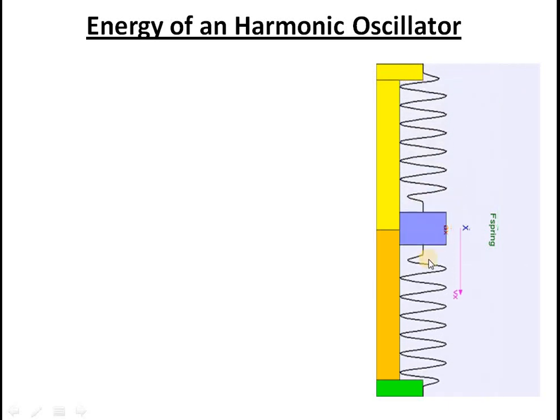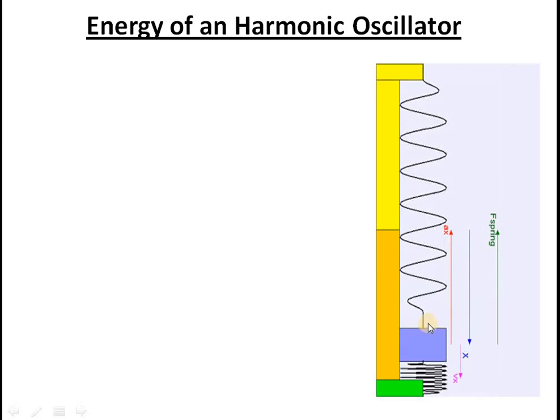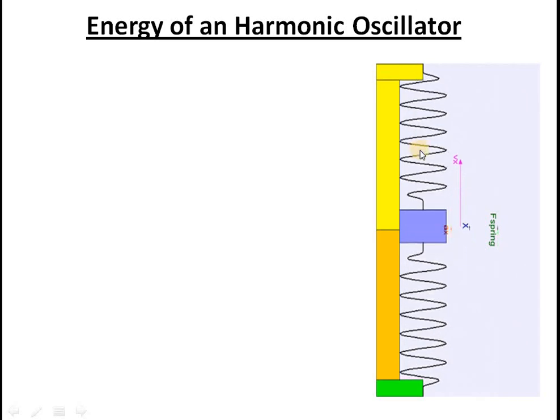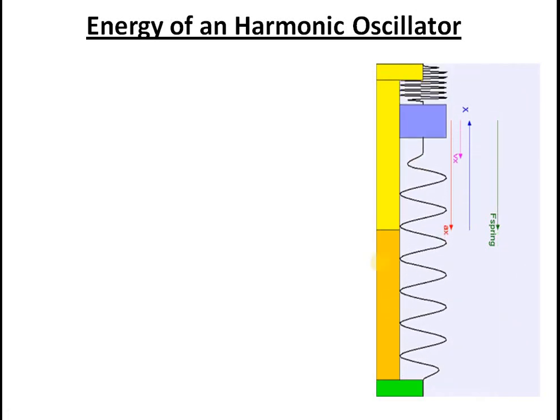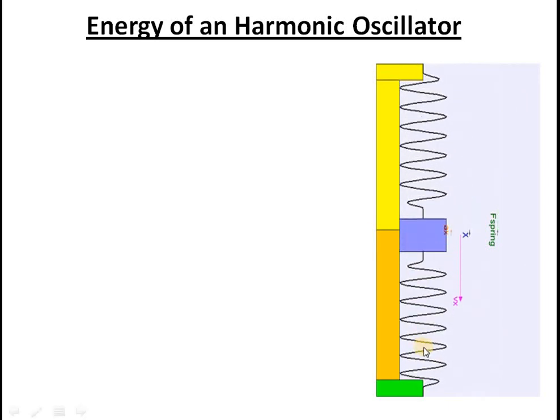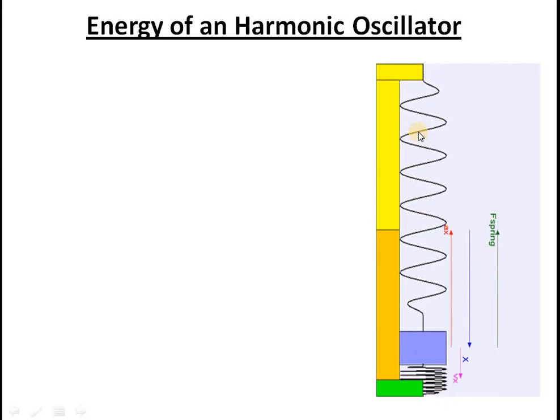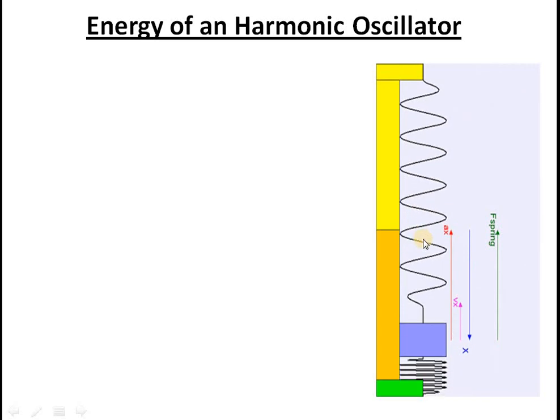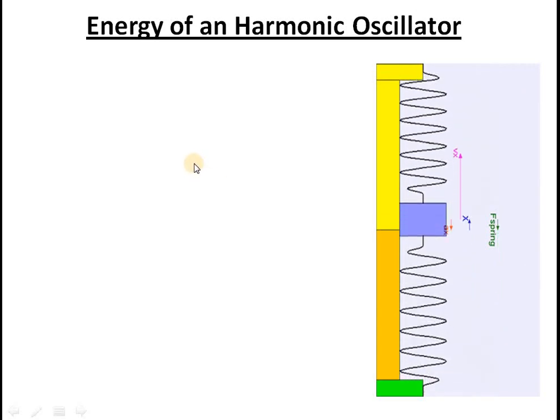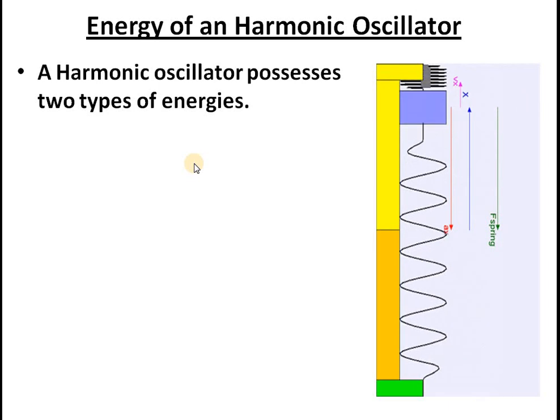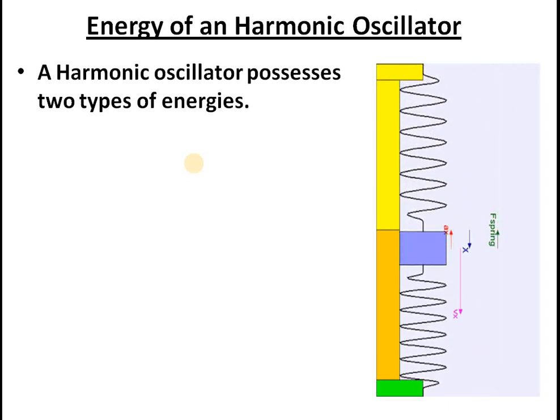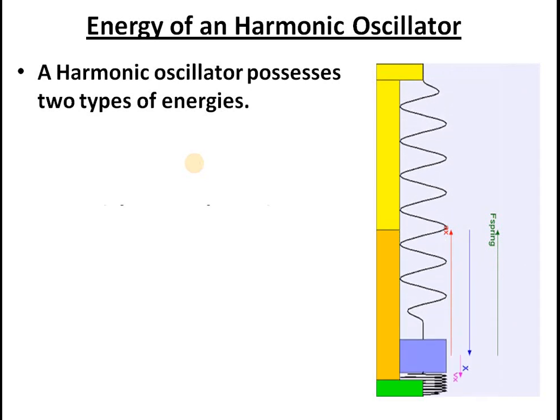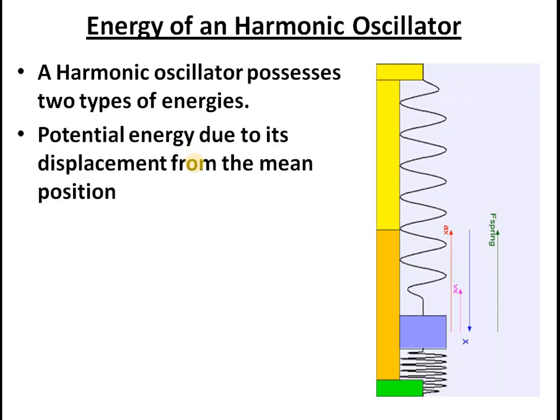By virtue of position, you can see the body is assuming a different position at different instants. So it has an energy due to its position, which we call potential energy. Here it is developed due to the finite compression or elongation of the spring. Anyway, that is attributed to the position. So the body possesses kinetic energy and the body possesses potential energy. So we say that a harmonic oscillator possesses two types of energy, kinetic energy and potential energy.